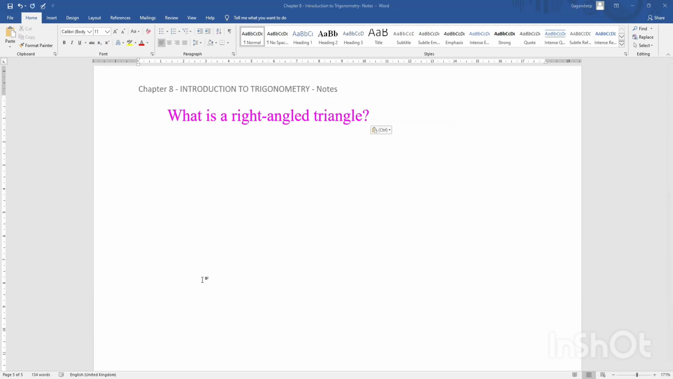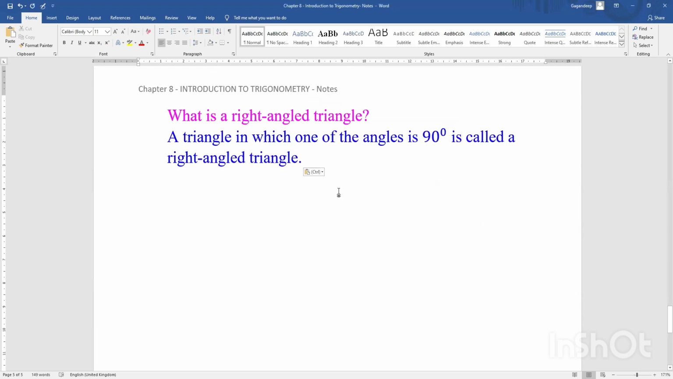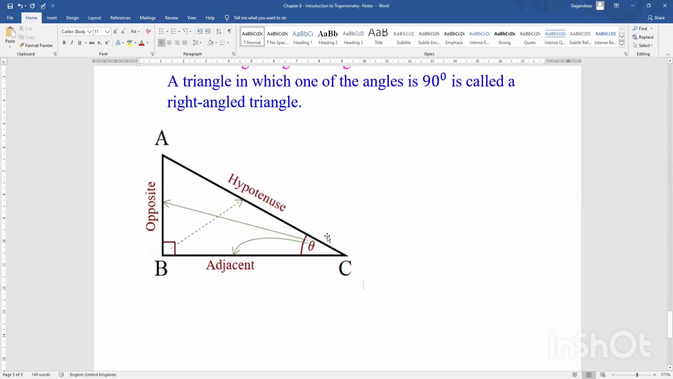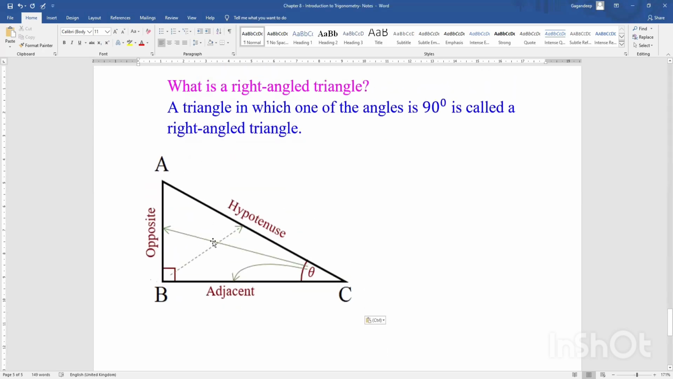A triangle in which one of the angles is 90 degrees is called a right angle triangle. So here one of the angles will be equal to 90 degrees. Let me give the figure for this. You have the triangle ABC wherein angle B is 90 degrees. Here there are some important concepts that I want to introduce.